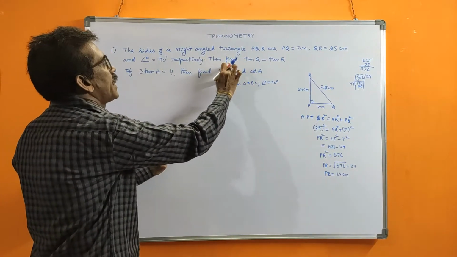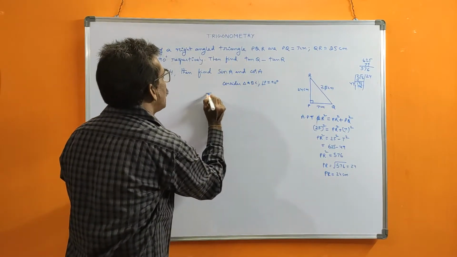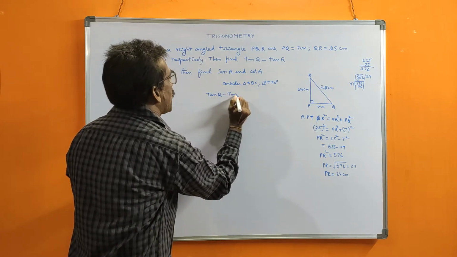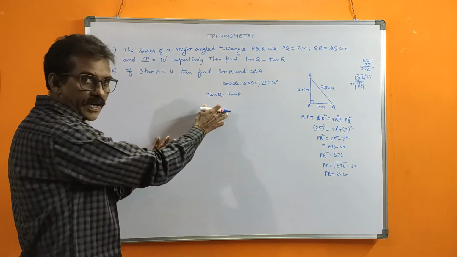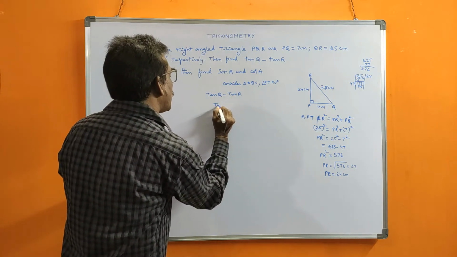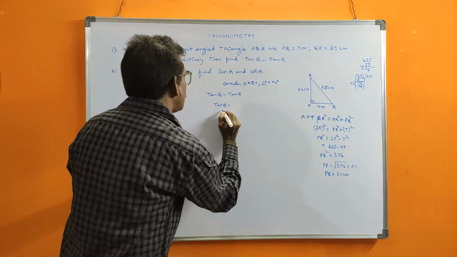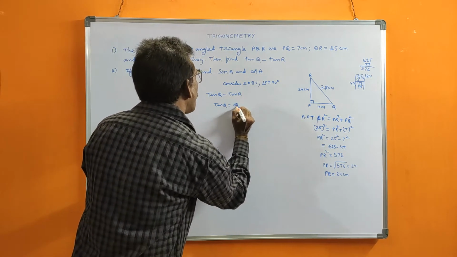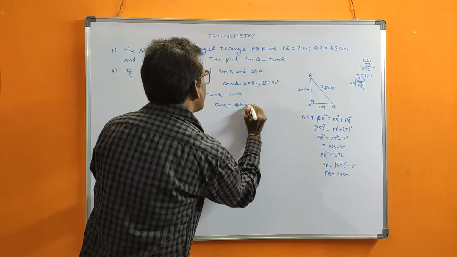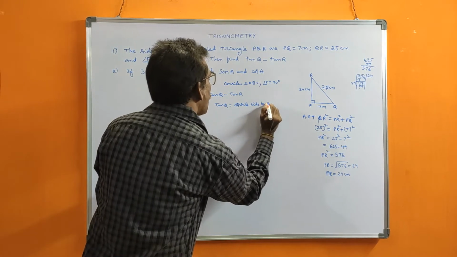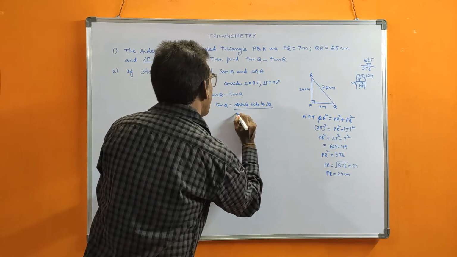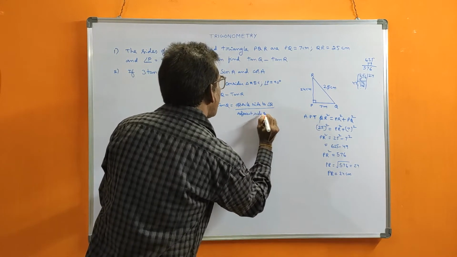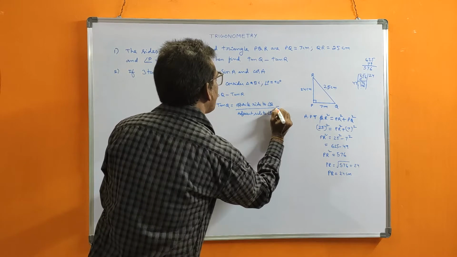Now the actual sum. Find what he asked to find. Tan Q minus tan R. So individually we should find out first. First find out the tan Q value. The tan formula is what? Opposite side by adjacent side. So opposite side to angle Q by adjacent side to angle Q. That is the formula.